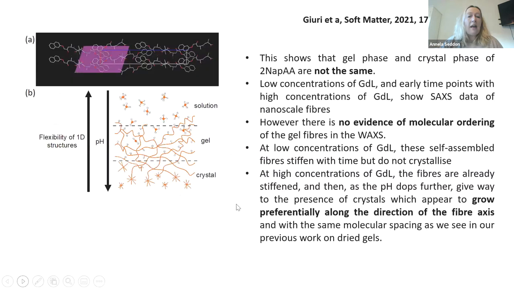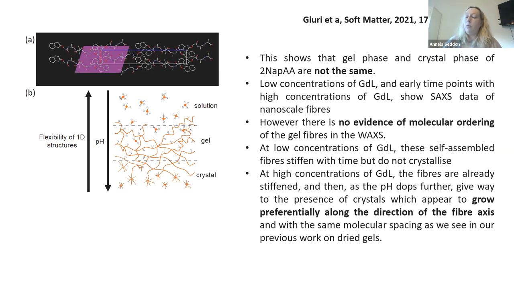So to put all of that together, what does it tell us? It actually tells us, ironically, that the crystal phase and the gel phase are not the same. If the crystal phase and the gel phase were the same, we would expect to see evidence of packing in the wax pattern even before the crystal structure started to appear. We only see evidence of crystalline behavior once we've destroyed the gel network. And yes, the crystals that we get out are the same as the single crystals of the gelator, but what they're not is related actually to the gel phase.